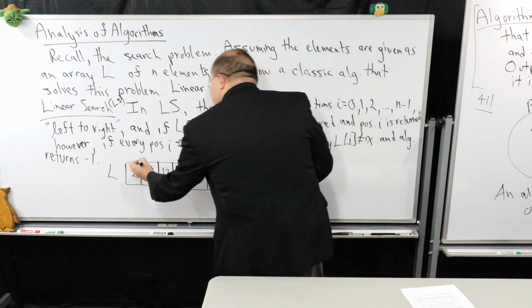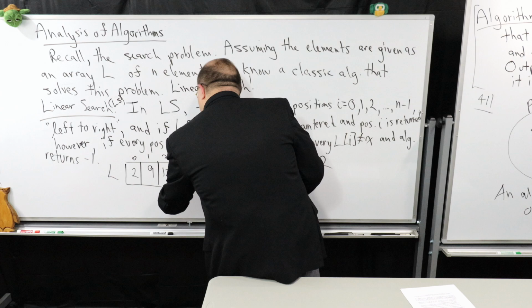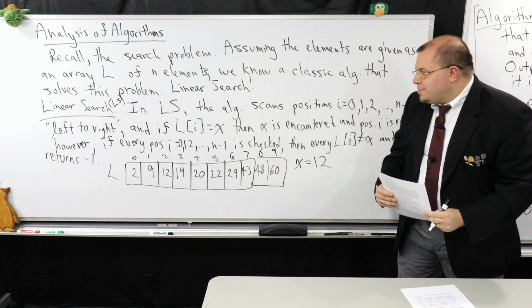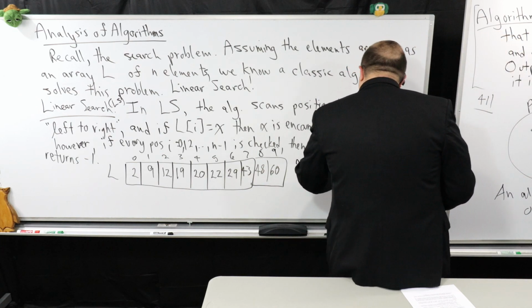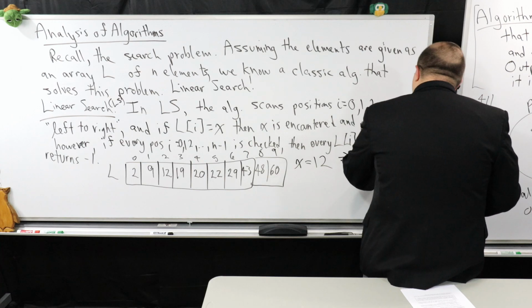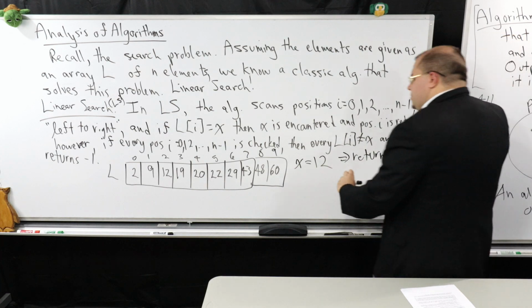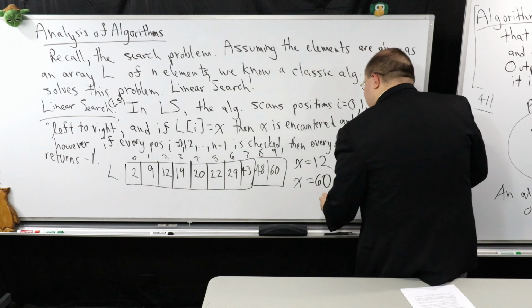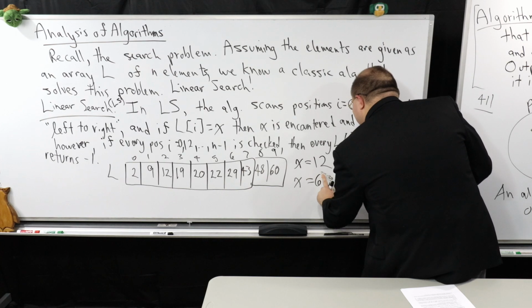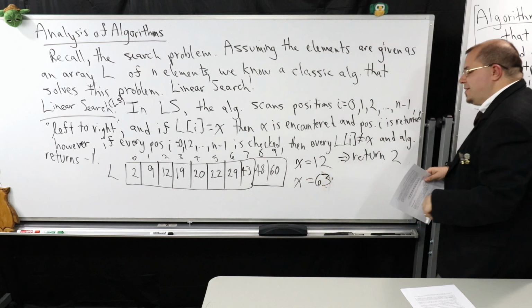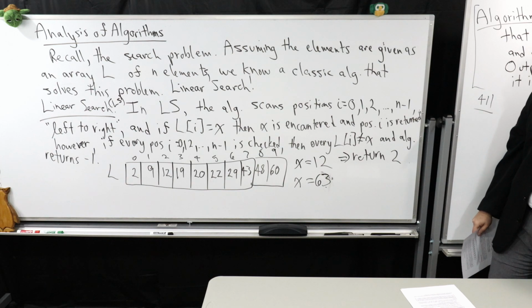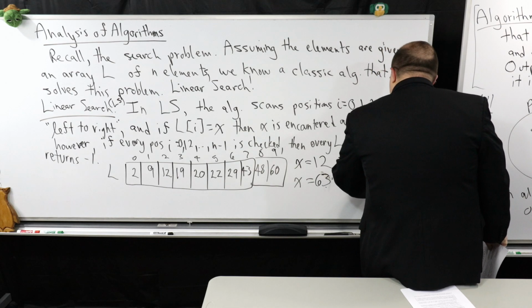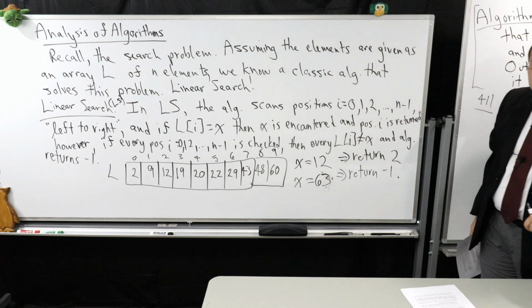If this is position 0, that's position 1, this is position 2, 3, 4, 5, 6, 7, 8, and 9. Yeah, it should return 2. How about if X instead was 60? Nah, let's not make it 60. Make it more fun. Let's go 63. Say if it's 63. This time it should return -1 because 63 does not appear in the array.